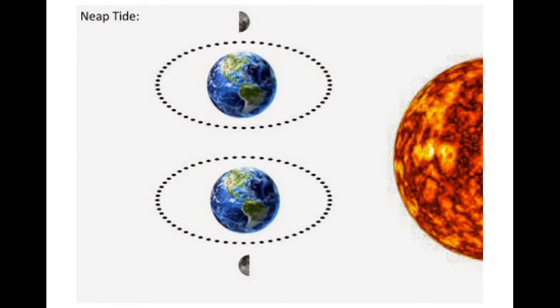A neap tide occurs when the moon is beneath or above the Earth when the Earth is next to the Sun, as seen in the diagram. The moon must be a half moon in order for a neap tide to take place.